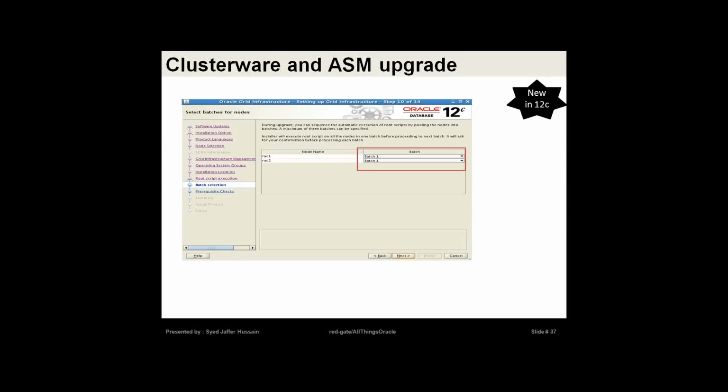So you can categorize all your nodes. For example, if you have 9 nodes, you can say nodes 1, 2, 3 will run this rootupgrade in batch 1. So they will run in one batch altogether, like a parallel upgrade. And then you say 4, 5, 6 in another batch, and then 7, 8, 9 in another batch. So you can divide them in batches so that while your upgrade is running on one batch, the other nodes will be up and running without any interruption. And the good thing about this is, unless you specify the input that yes, I want to proceed with the next batch, it is not going to proceed. This option is only available if you choose automatic rootupgrade.sh execution.